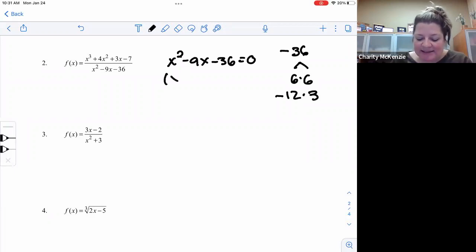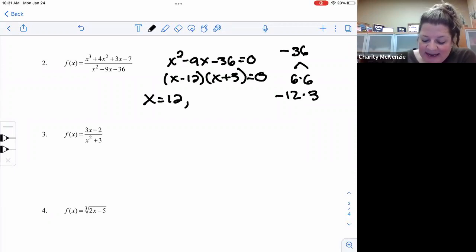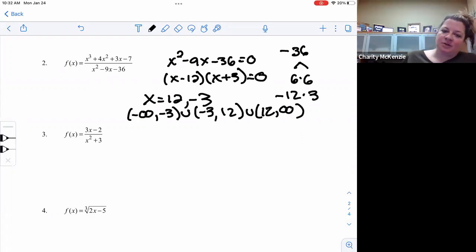So we're going to factor this into x minus 12 and x plus 3 equals 0. So we're going to have two spots on our graph where it's not continuous, and that's at x equals 12 and negative 3, right? Opposite signs, where they equal 0. You could state this in interval notation, and it's kind of ugly. You go from negative infinity to negative 3, don't include, so we use the round bracket, union that with negative 3 to 12, don't include, union that with 12 to infinity. That's how I write it in interval notation.